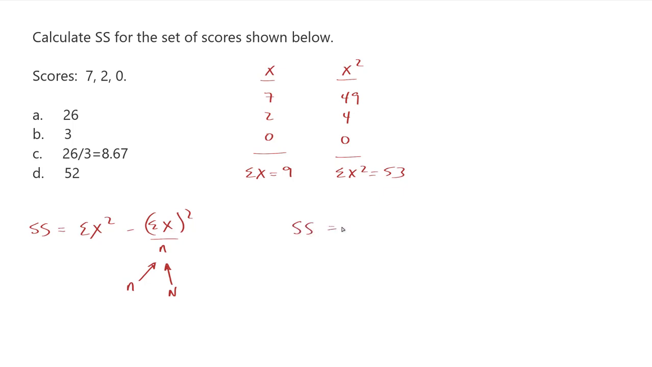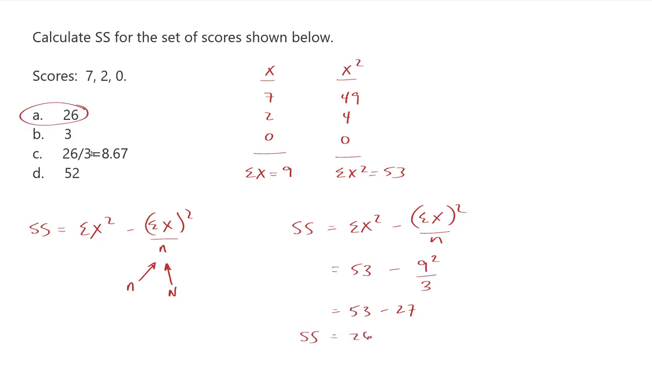So my formula is going to be the sum of x squared minus the sum of x in brackets squared over n. This is 53 minus 9 squared over 3. 9 squared is 81. 81 divided by 3 is 27. So this is going to be 53 minus 27. And what does that give me? 53 minus 27 gives me 26. So the sum of squares is 26.